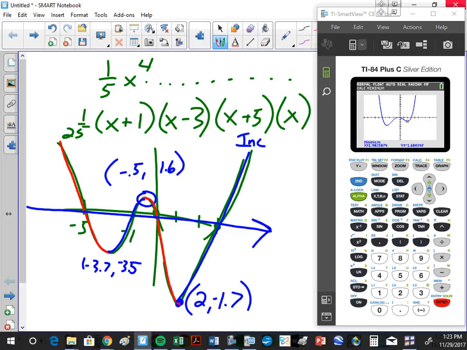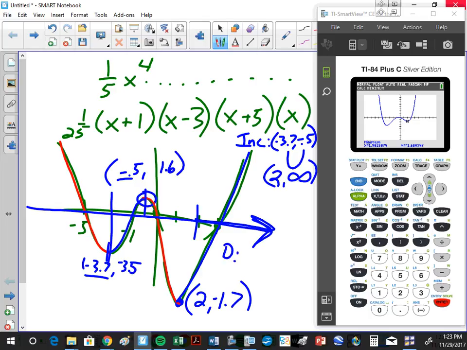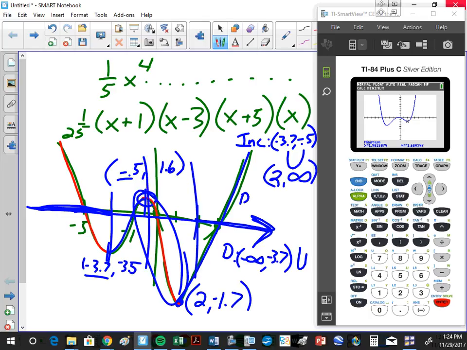So increasing are those blue marks from here to here, which would be from negative 3.7 to negative 0.5, union with the other chunk, which is from here over to infinity. And then the decreasing segments are from everything up to there. So decreasing would be from negative infinity to negative 3.7, and we'll union that with this chunk here, which is from negative 0.5 to 2.